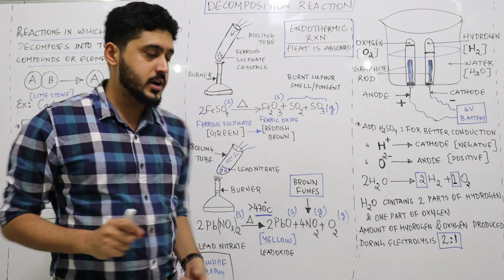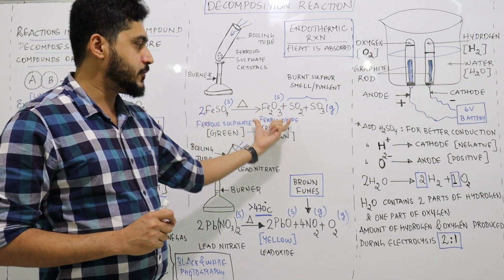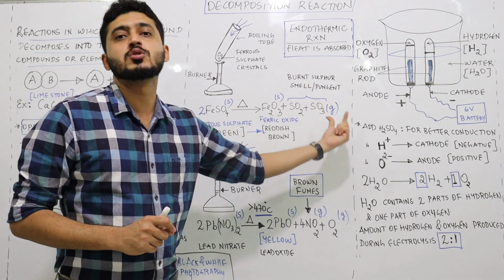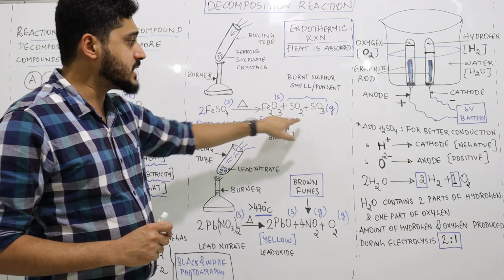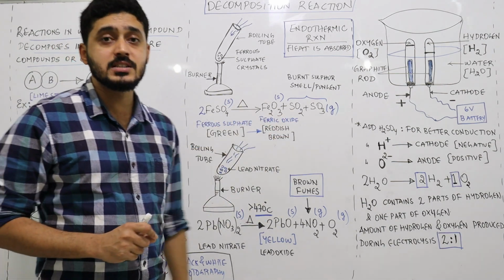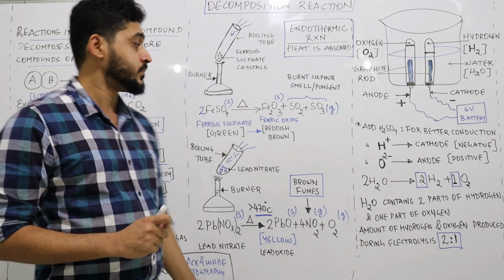You should get 2 or more products. So when ferrous sulfate is heated, you will get ferric oxide Fe2O3 plus SO2 gas plus SO3 gas. You will get 2 gases here, sulfur dioxide and sulfur trioxide, along with a solid residue of ferric oxide.